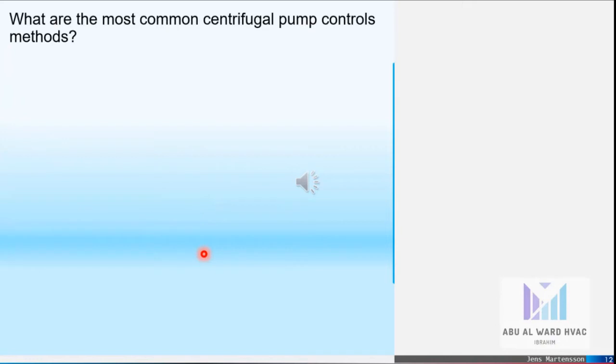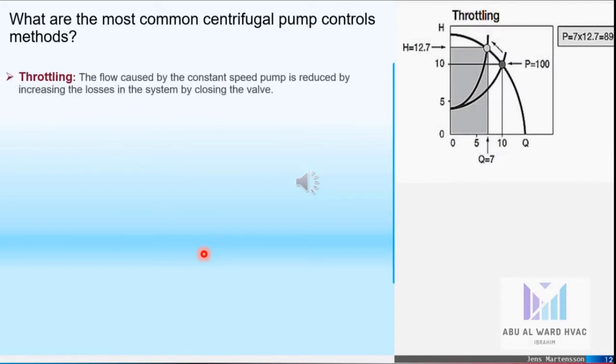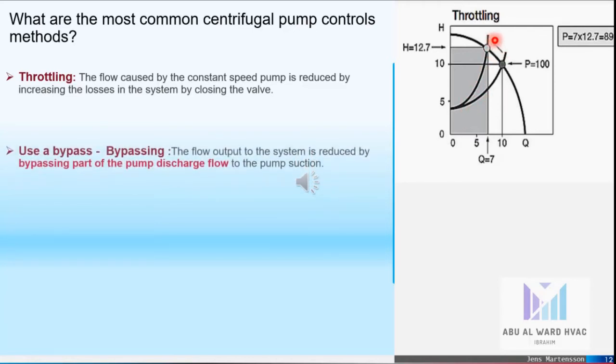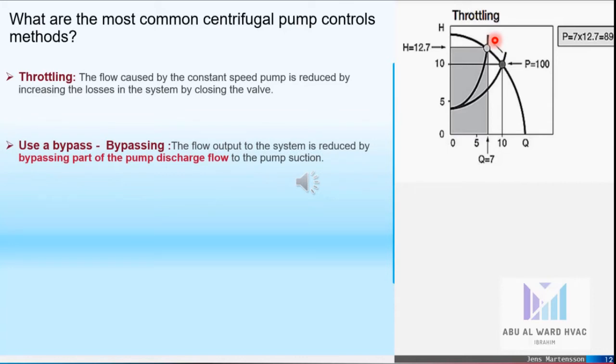What are the most common centrifugal pump control methods? First, throttling. The flow caused by the constant speed pump is reduced by increasing the losses in the system by closing the valve. Second, bypassing. The flow output to the system is reduced by bypassing part of the pump discharge flow to the pump suction.